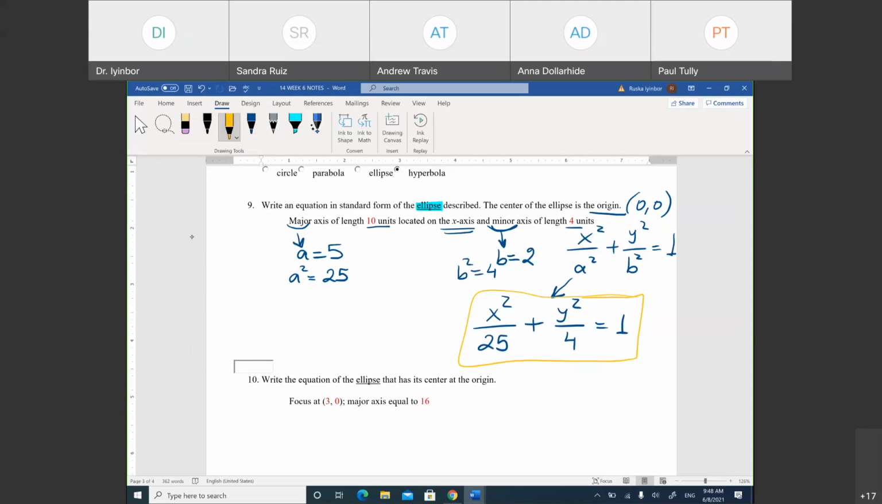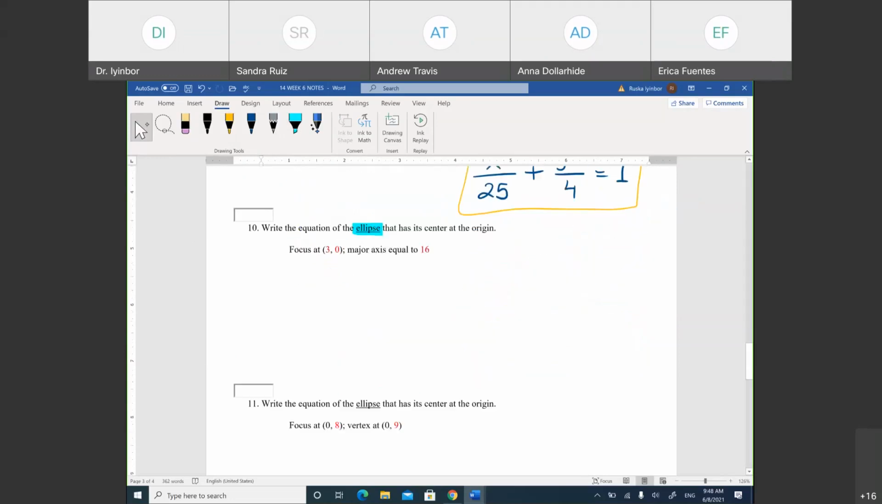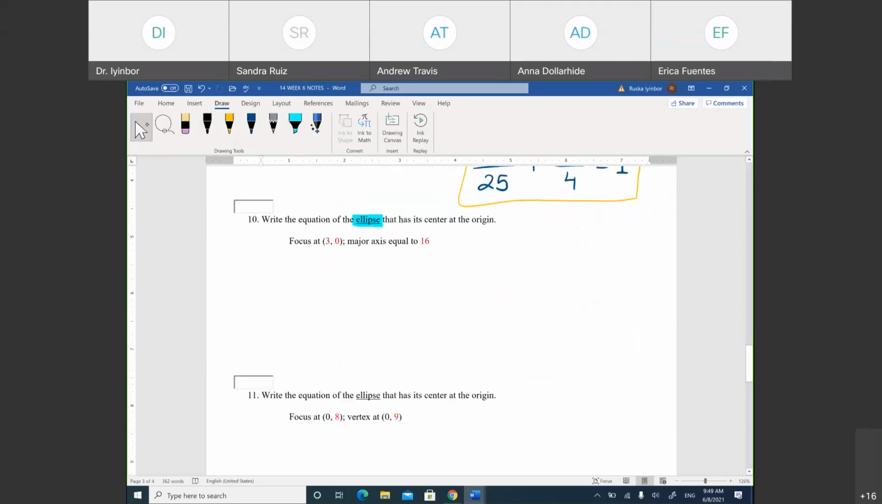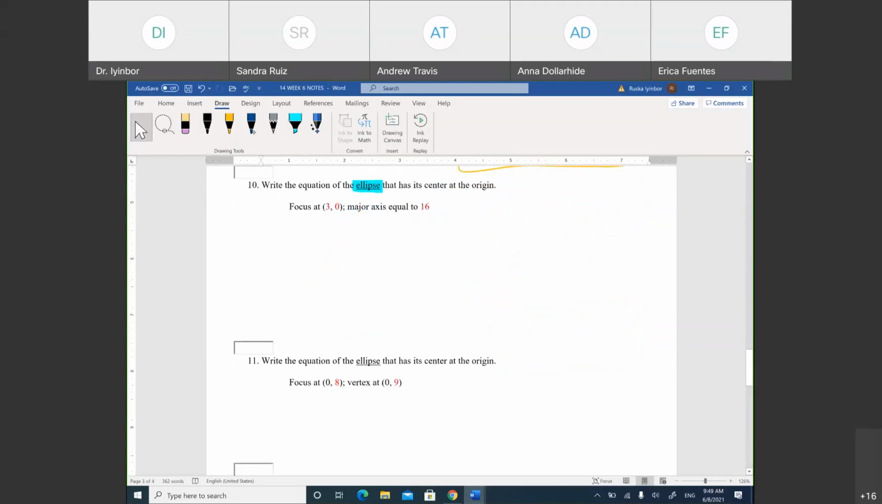Okay? Any questions? Everybody understand this? You got it? Okay, let's do the next one. The next one is another ellipse, and it says the center is at the origin, right? So that means the center is 0, 0 again.